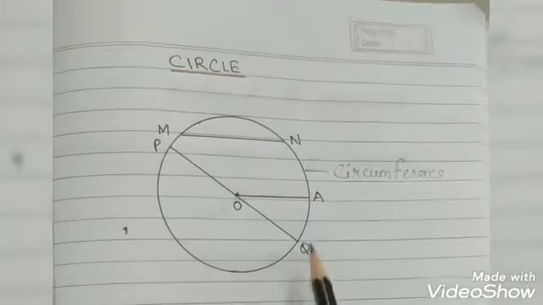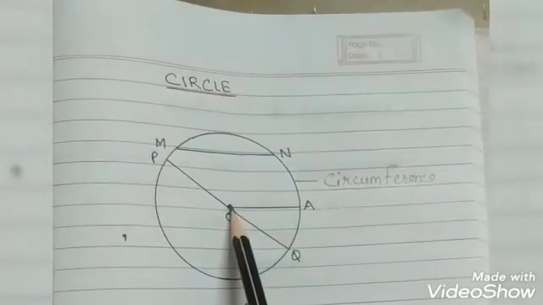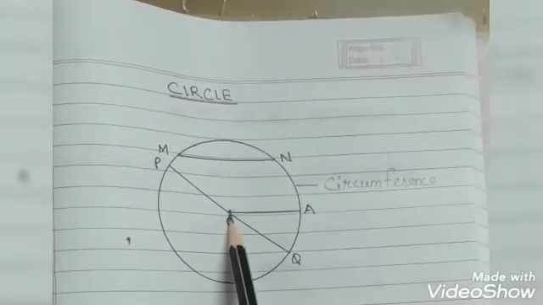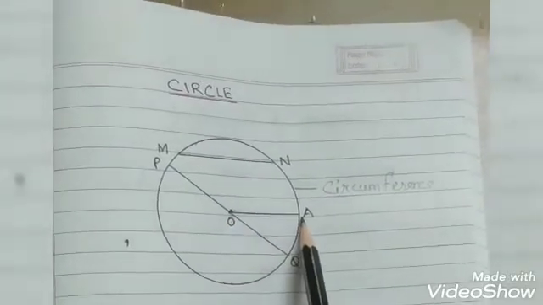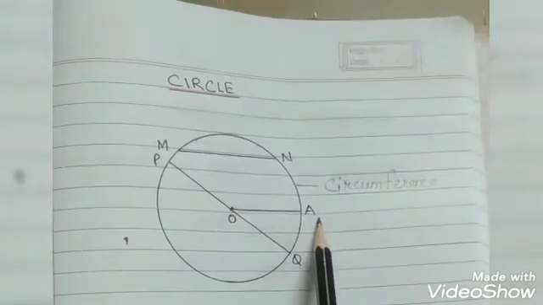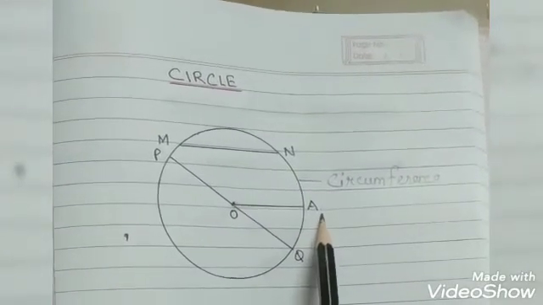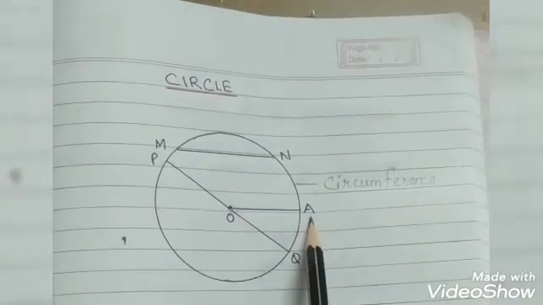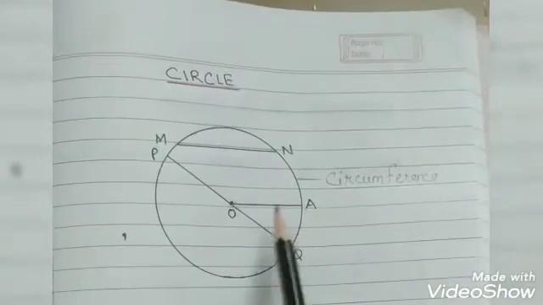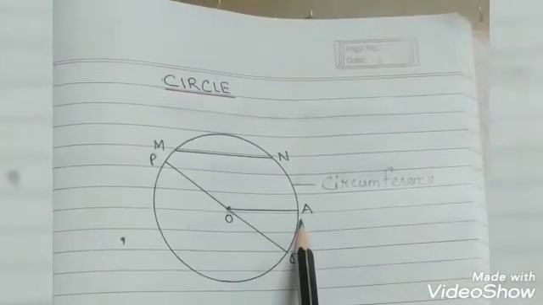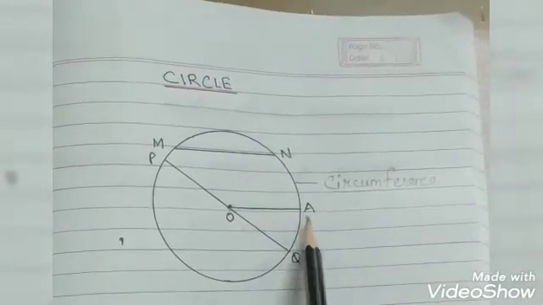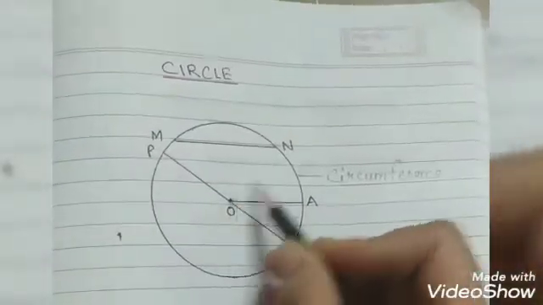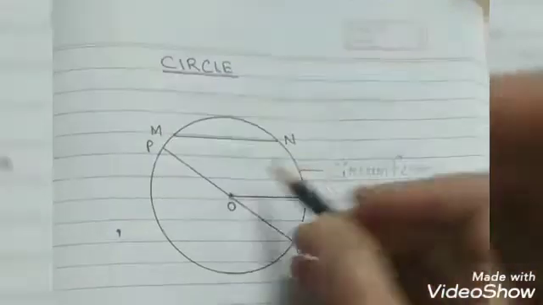Then radius. The radius of the circle is the line segment drawn from the center to any point on the boundary of the circle. This OA is the radius of the circle. It is the distance from the center to a point on the boundary of the circle. Here OA is a radius, and the plural of radius is radii. That is, more than one radius is called radii.